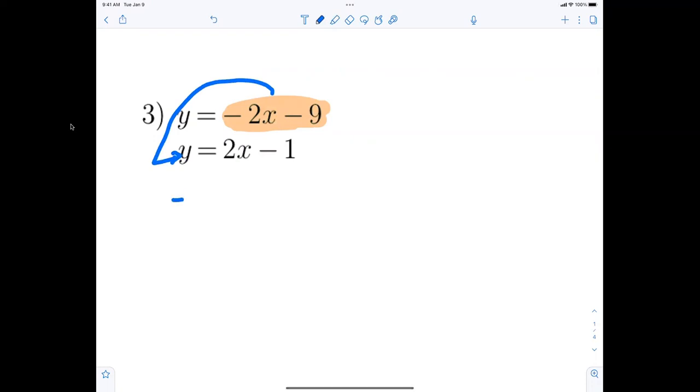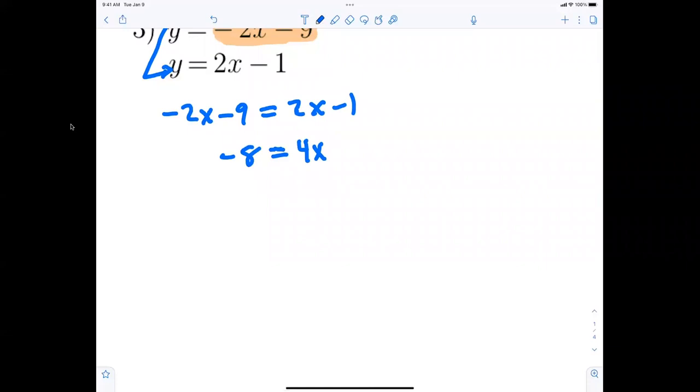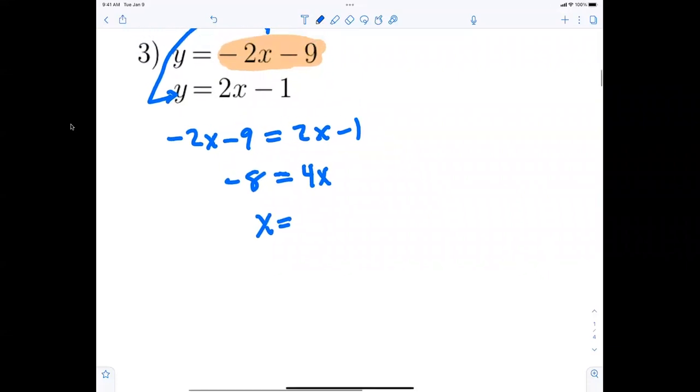So I can replace that y with -2x minus 9 equals 2x minus 1. Then I like to keep the variable positive, so I add 2x to both sides. That's 4x. And then I add 1. That's -8. Is everybody following along with that? Anybody have any issues? And then divide by 4. So x must have been what? X must have been -2.